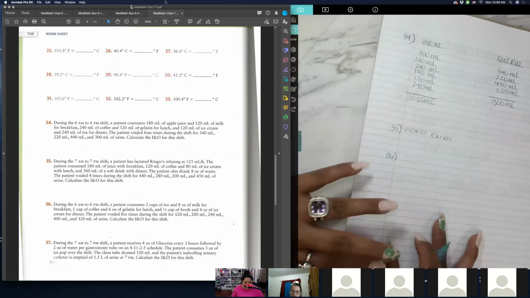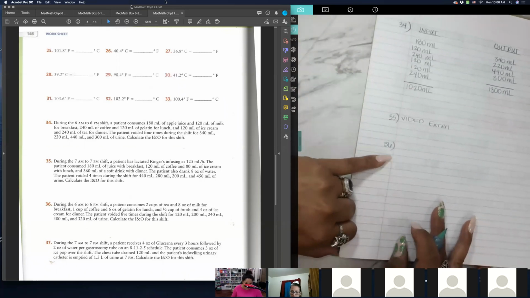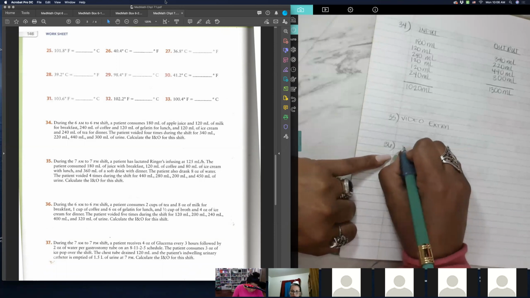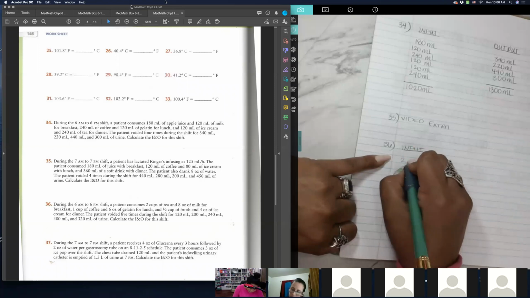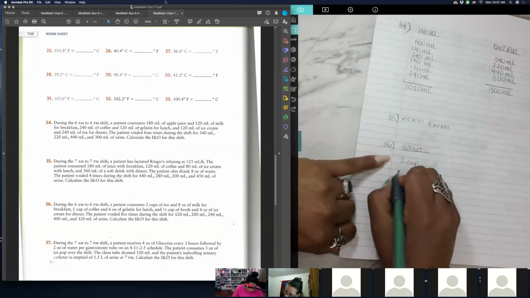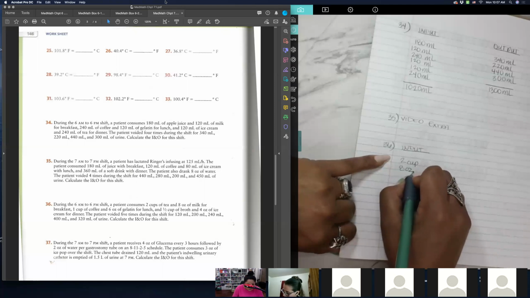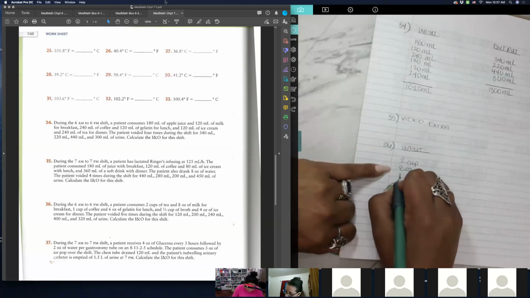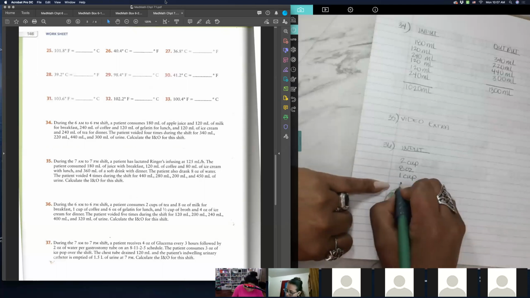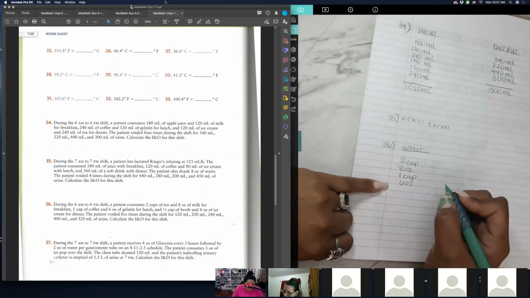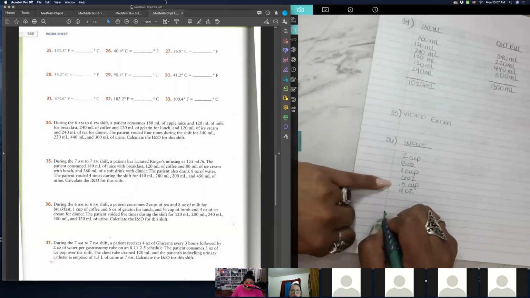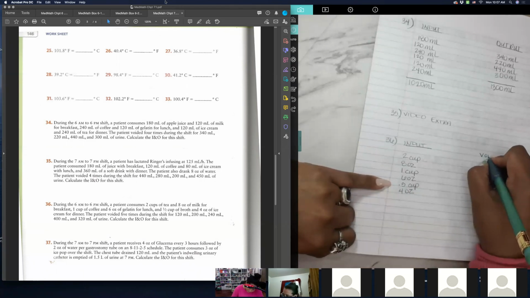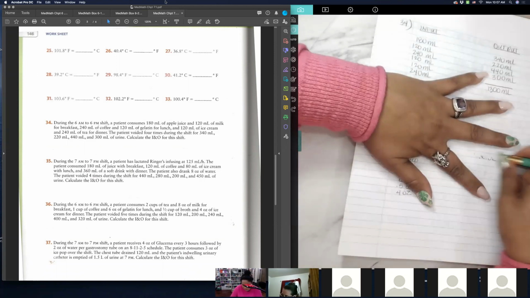During the 6 a.m. to 6 p.m. shift, a patient consumes, so they're starting to tell me my input, 2 cups of tea, 8 ounces of milk for breakfast, 1 cup of coffee, and 6 ounces of gelatin, and a half a cup of broth, and 4 ounces of ice cream for dinner. The patient voided, so voided is telling me my output.